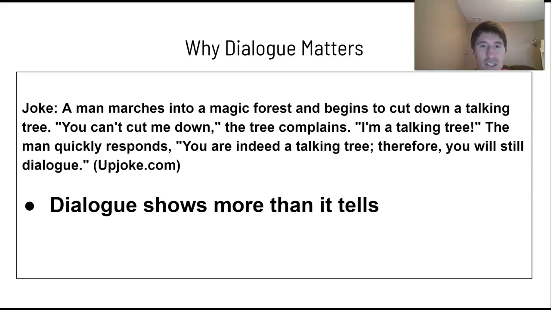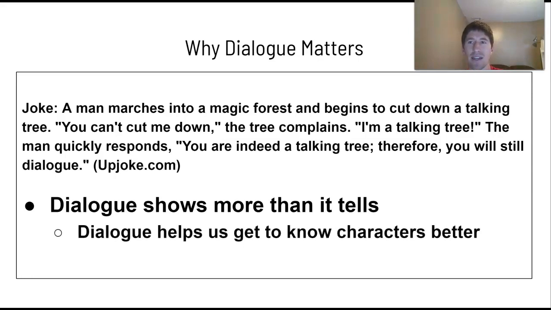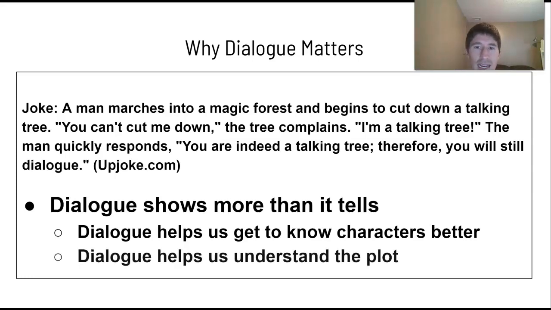So dialogue shows more than it tells. When we use dialogue, we get to know our characters because we hear them talking and their personality comes out. So again, the author is showing when they're writing, and it also helps us understand the plot. We know that in this short story the problem is that the tree is going to get cut down, and we see how the characters are involved in that.